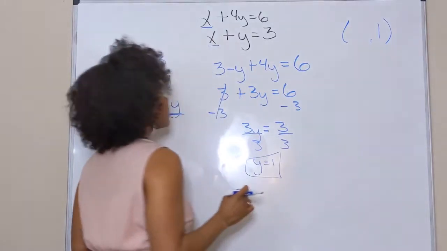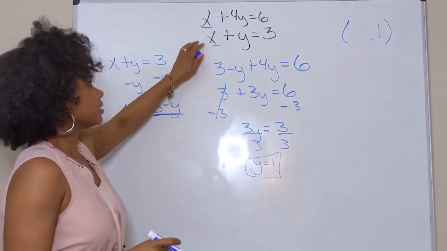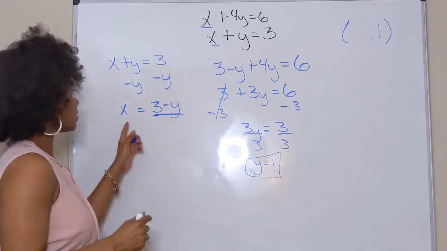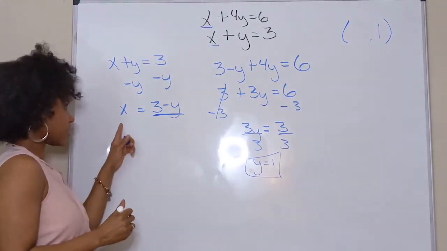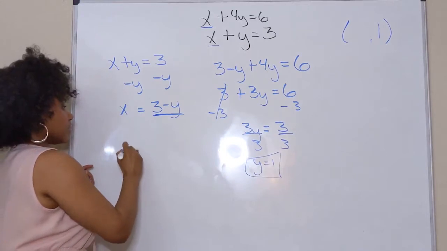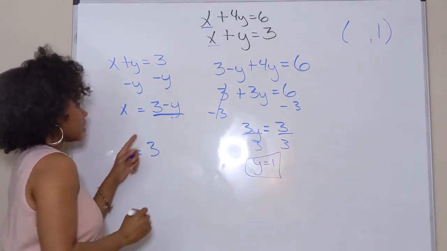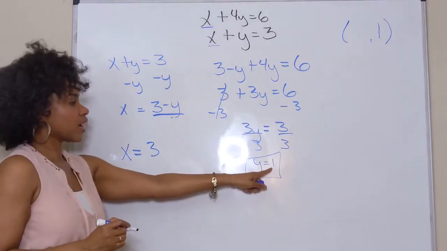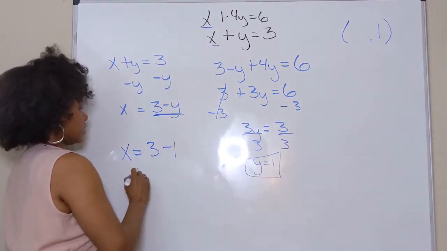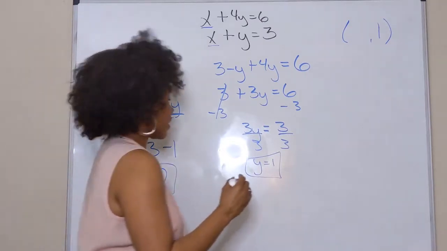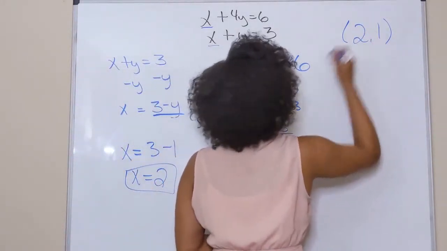So to find x, I can plug it into any of these equations. But I like to plug it into the one I solved for because I already got the x by itself. So x equals, instead of putting 3 minus y, y is 1. So 3 minus 1, x equals 2. So my answer is 2, 1.